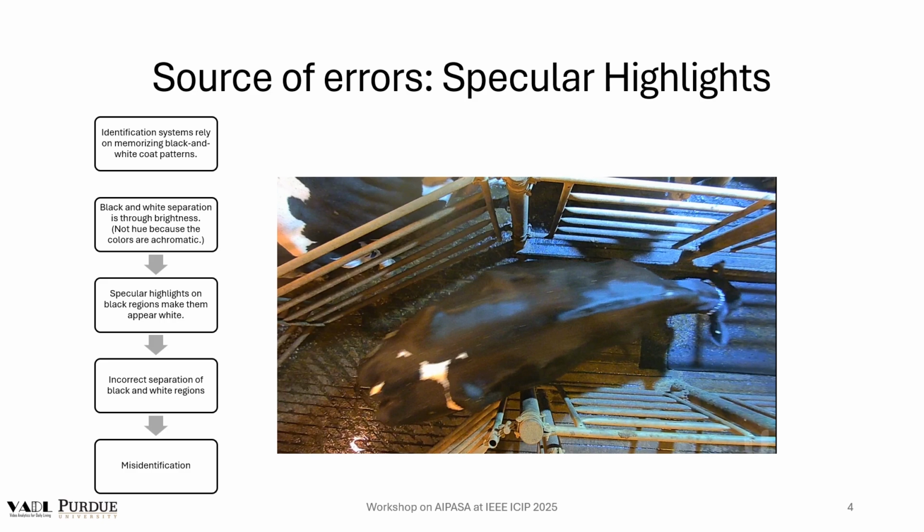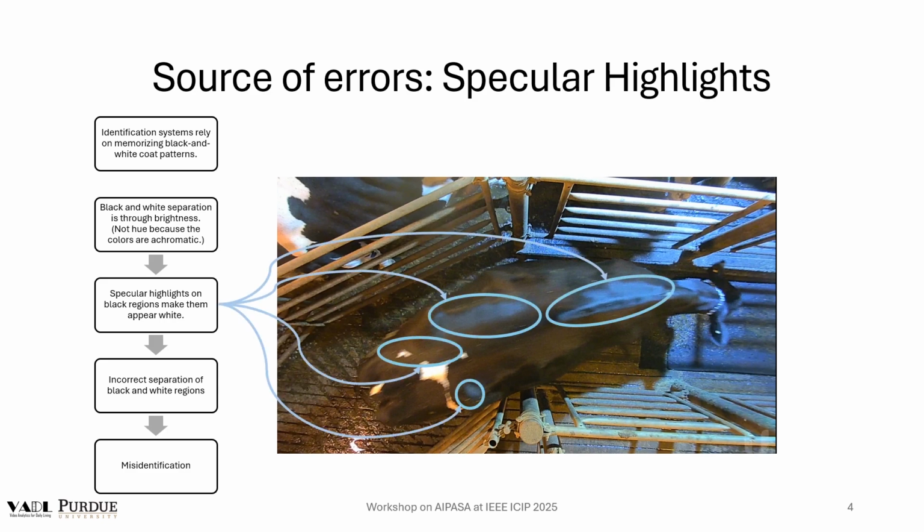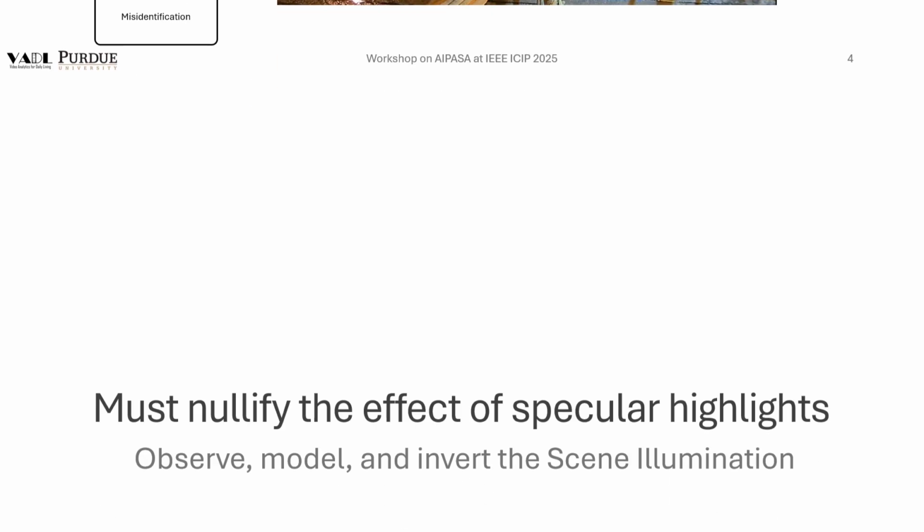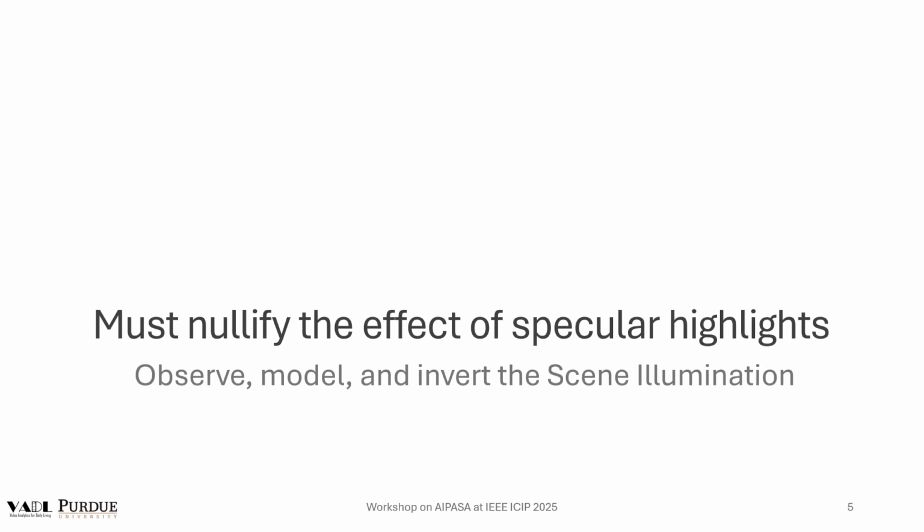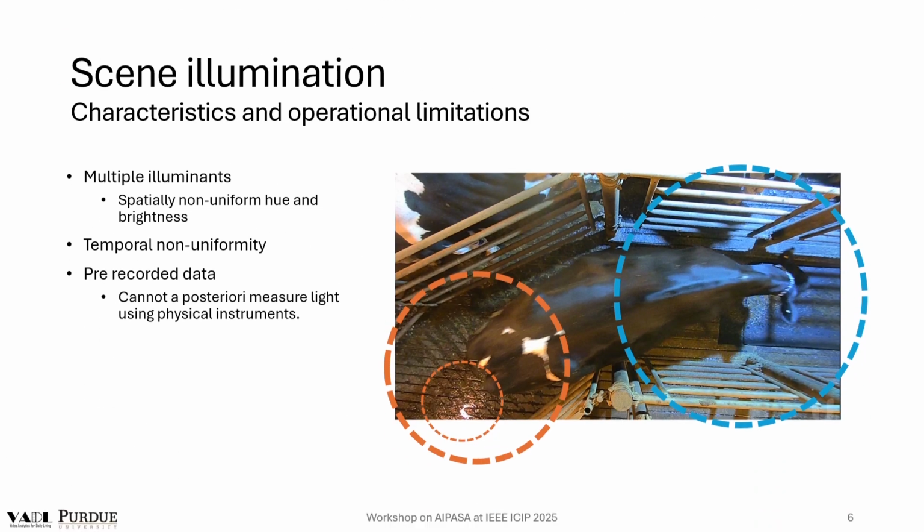Specular highlights on the black regions, such as these, make them appear white. This leads to the incorrect separation of the black and white regions, and it confuses the identification system, and this leads to misidentification. So, we must nullify the effect of specular highlights. For this, we observe, model, and invert scene illumination.